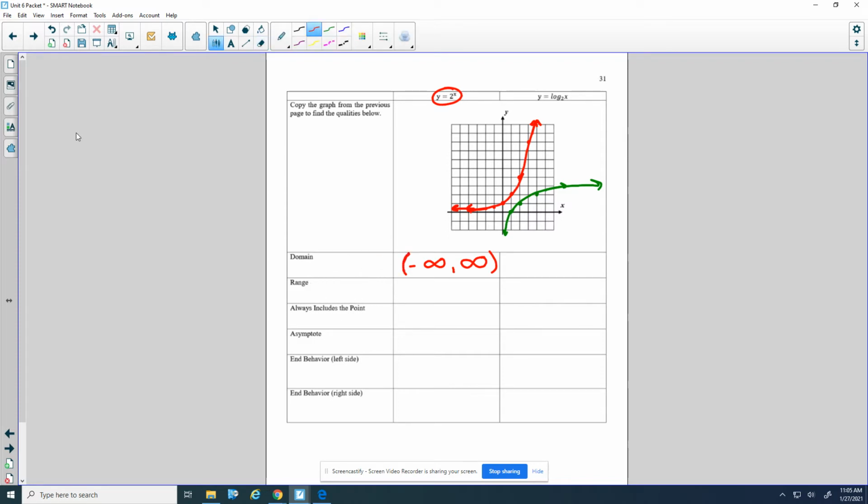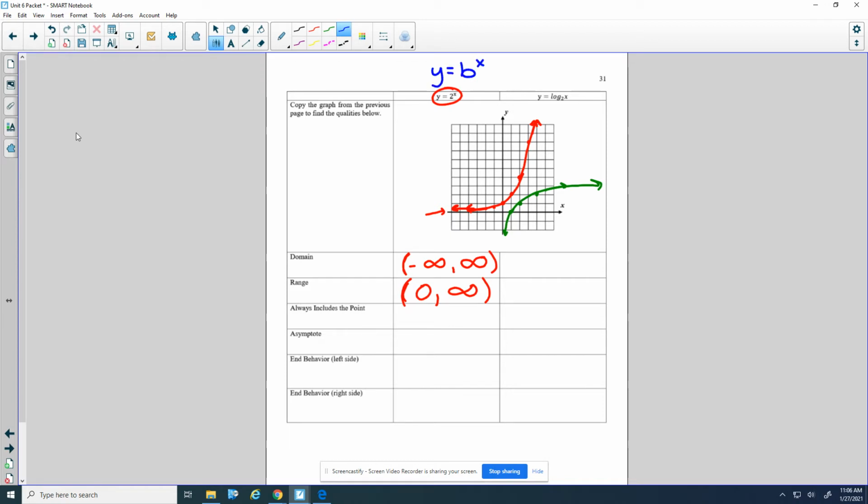For the range, if I go up the graph, there's nothing down by the negatives, and this graph also never touches the x-axis. So the range starts just after 0 and goes up to positive infinity, with a parentheses here, not a bracket.